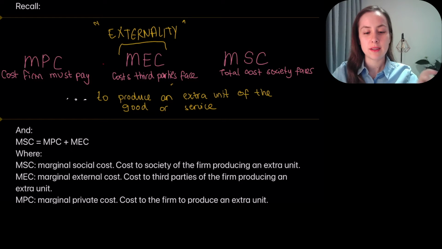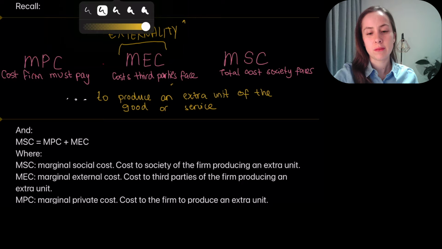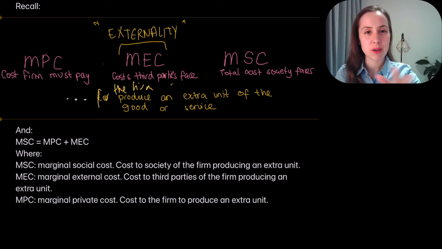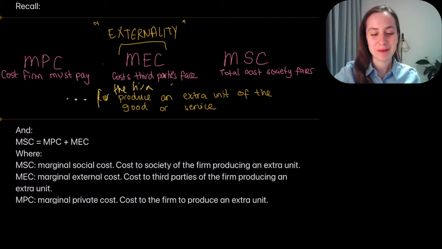MPC is the cost a firm must pay for the firm to produce an extra unit of the good or service. MEC, the cost third parties face for the firm to produce an extra unit of the good or service. MSC, total cost society faces for the firm to produce an extra unit of the good or service.